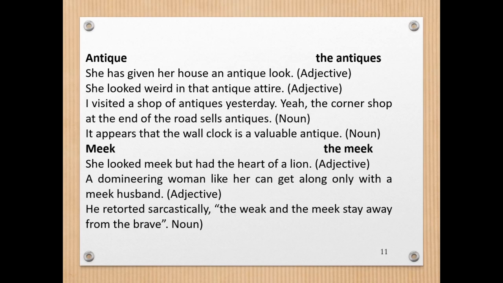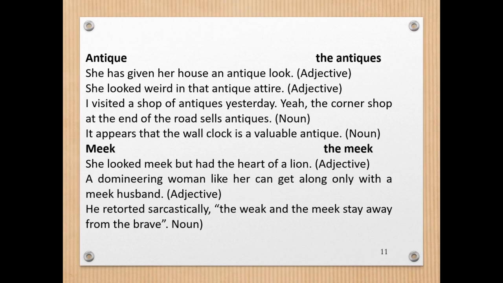This is adjective. A domineering woman like her can get along only with a meek husband. She's a domineering woman, okay, so a woman like her can get along only with a meek husband. Meek husband who is very meek, silent kind, okay, not fussy, not a person of angry, hot-tempered temperament. So a dominating woman like her can get along only with a meek husband. This is the adjective. A good sentence. This is an interesting trait of a woman.